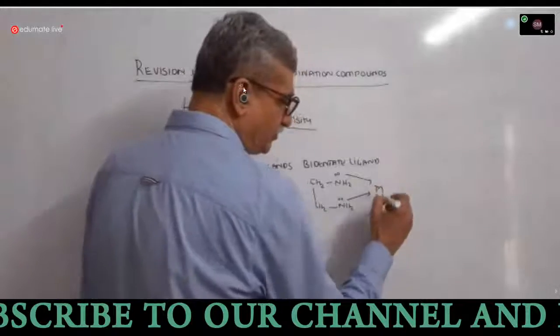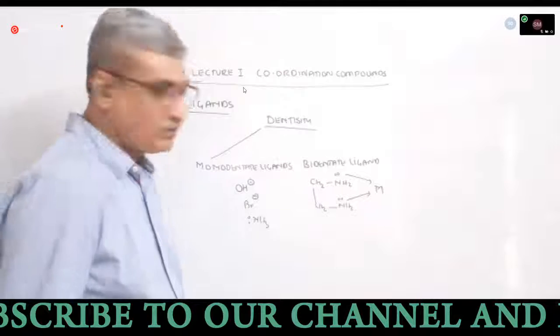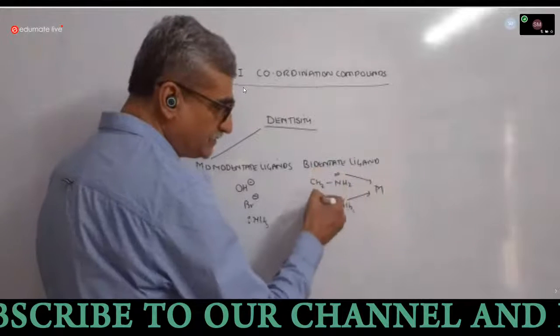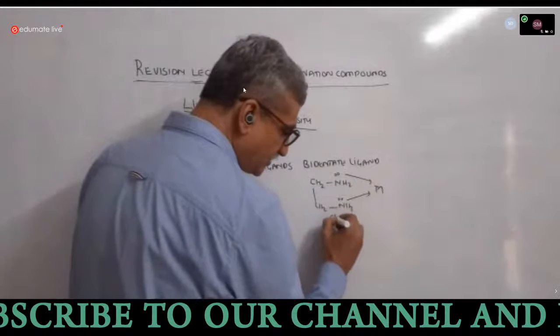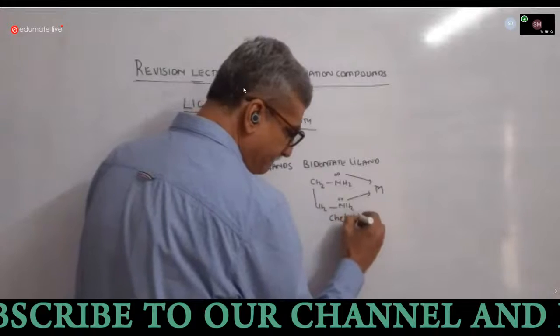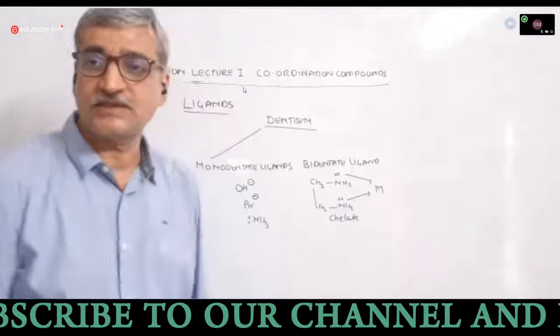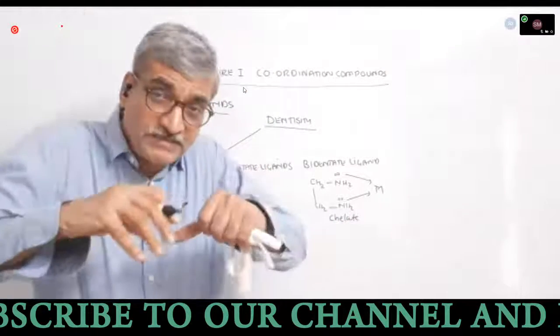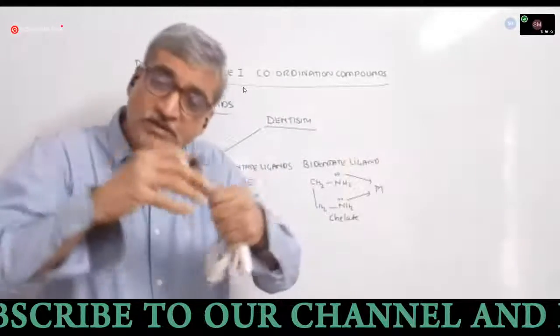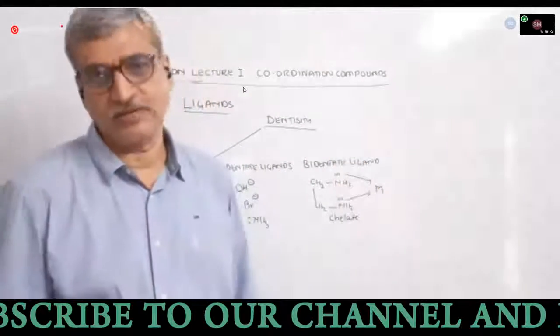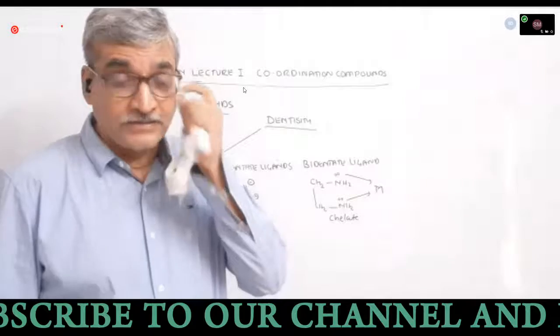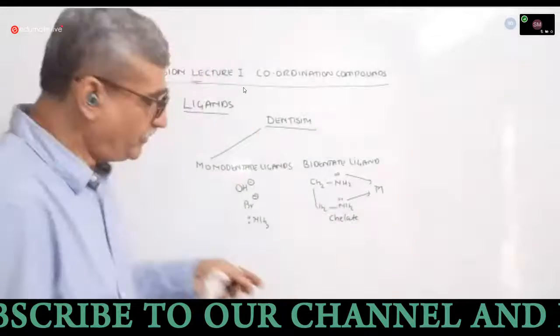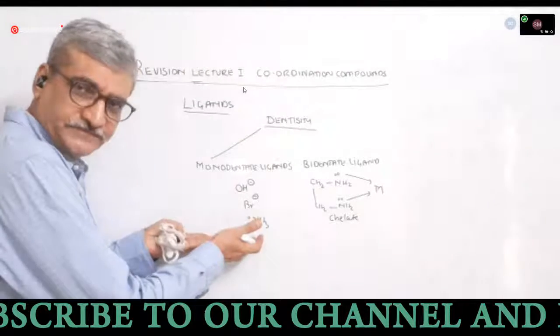Suppose I donate from here, what happens? This becomes a ring structure. These ring structures are called chelates. So the more the denticity, the more the chelation, and the more stable. It's clear. Otherwise you can't form a ring.